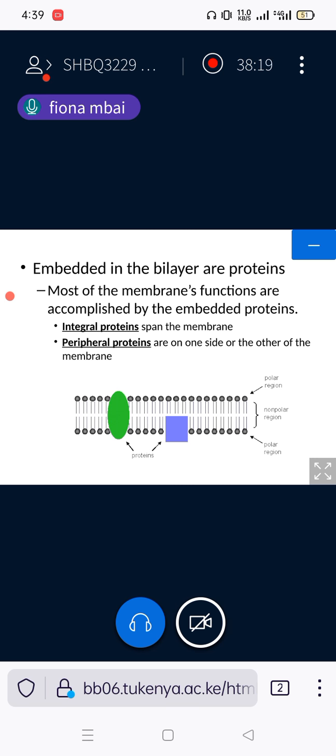So embedded in the bilayer are proteins, and most of the membrane's functions are accomplished by these embedded proteins.